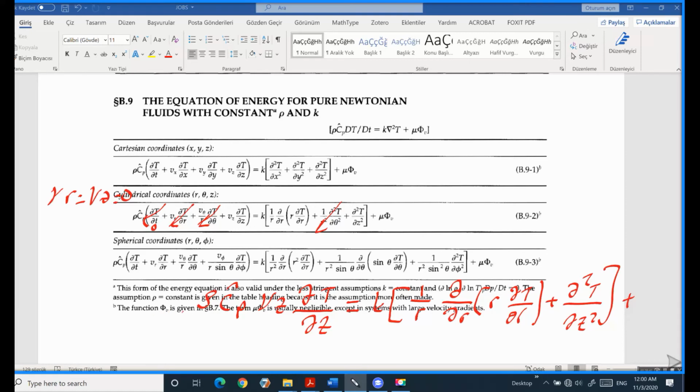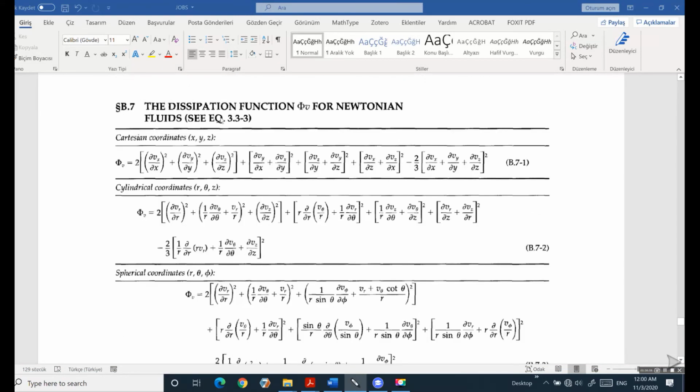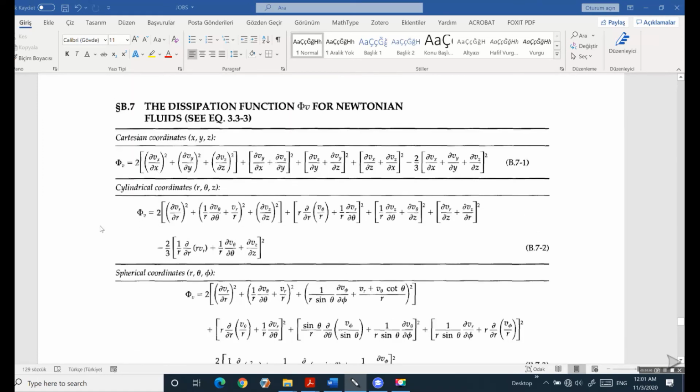This function is given in table B.7. To find this function, let's move on to table 7. Here is our table 7. For the dissipation function, we are in cylindrical coordinates. Okay, to find the dissipation function from here.